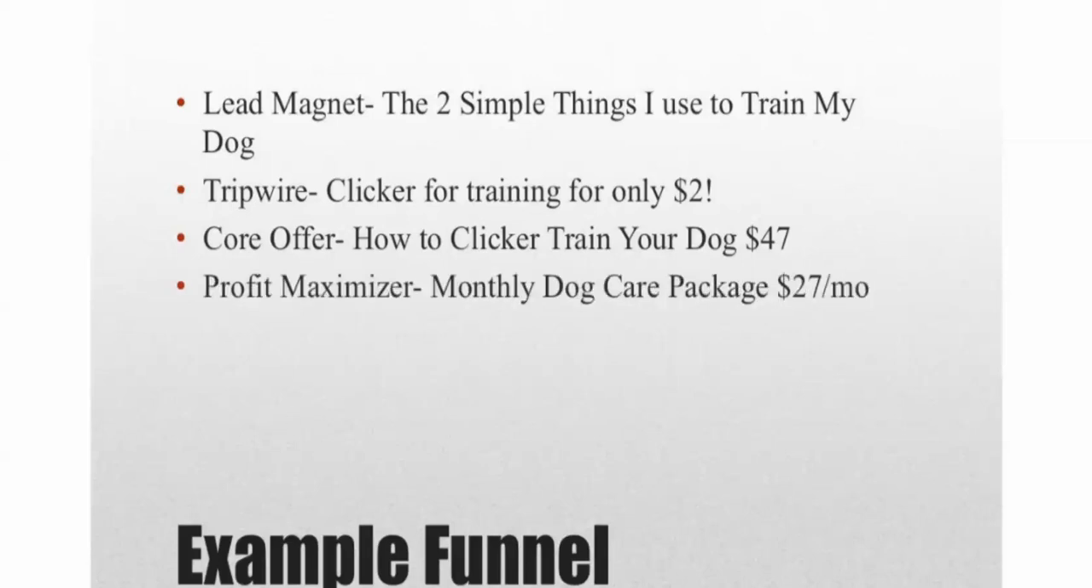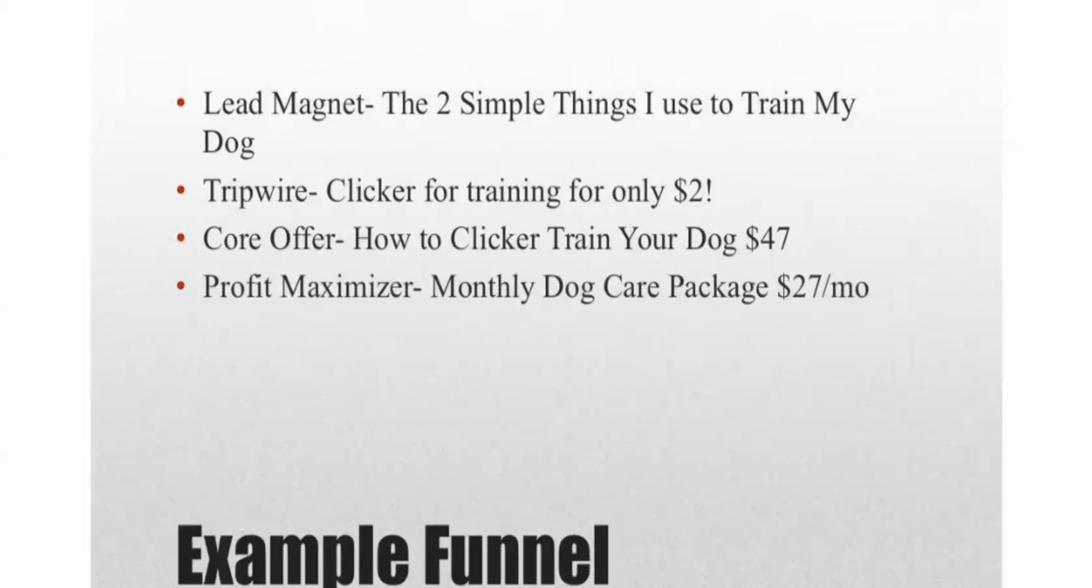Then comes the profit maximizer. Now, this could be anything really, but for example, it might be a monthly dog care package for $27 a month, because it's not related to clicker training your dog, which is your core offer, but it is another cross sell or upsell that is directly related.